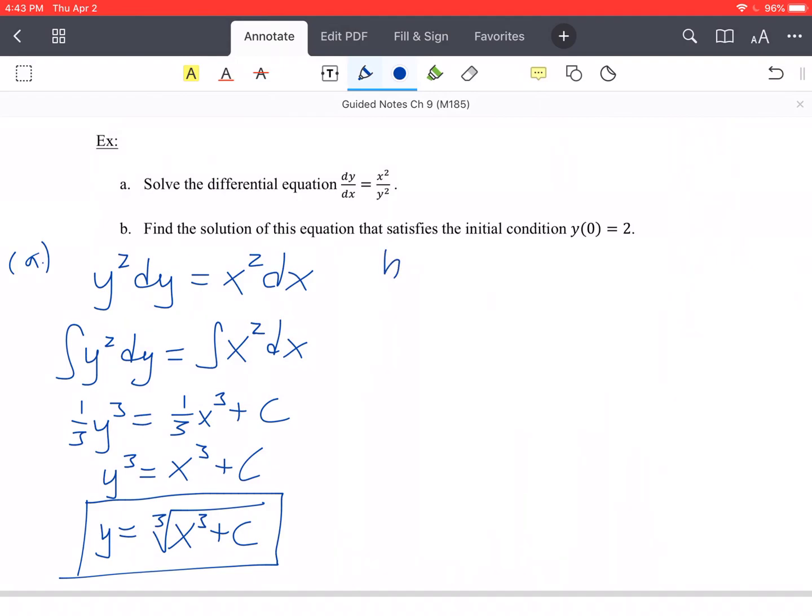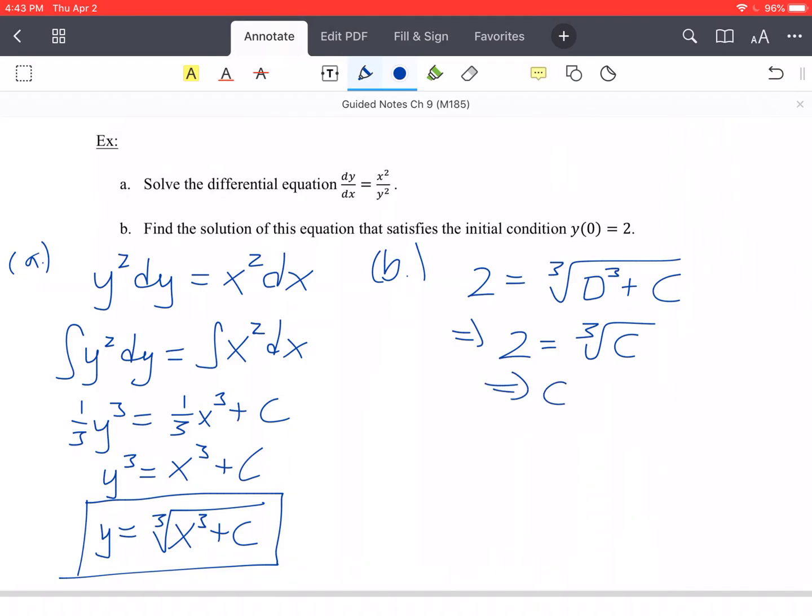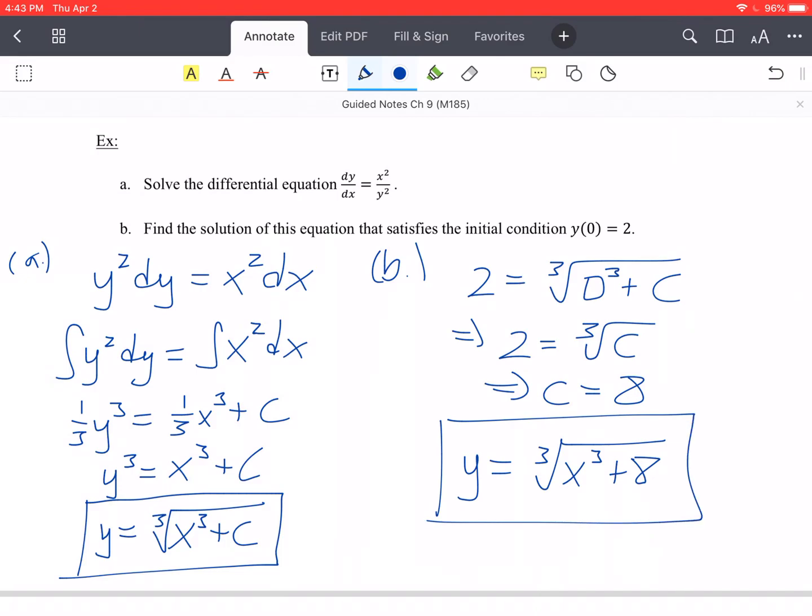That's our general solution, because now we can solve the initial value problem. Plug in the point (0, 2). That gives us 2 equals the cube root of 0 cubed plus c. So 2 equals the cube root of c, so c equals 8. In this specific case, we have y equals the cube root of x cubed plus 8. That is the solution of this differential equation that specifically satisfies that initial condition.